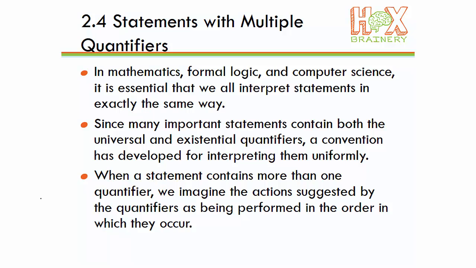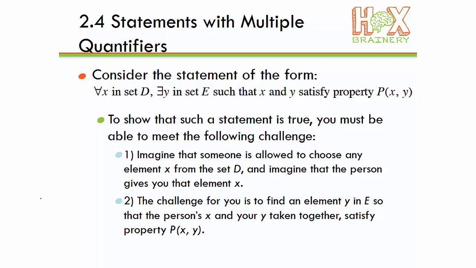In mathematics, formal logic, and computer science, it is essential that we all interpret statements in exactly the same way, since many important statements can contain both the universal and existential quantifiers. A convention has been developed for us to interpret them uniformly. When a statement contains more than one quantifier, we imagine the action suggested by the quantifiers as being performed in the order in which they occur.